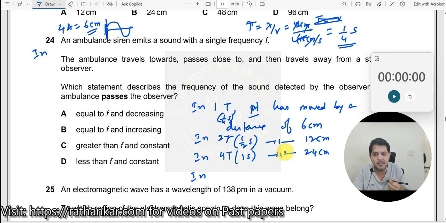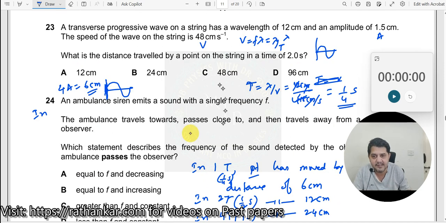Now you need it for 2 seconds, which means what? 8 time periods, 2 seconds. How much will it travel? 48 centimeter. Wow, that's great. Okay, 48 centimeter. What is the answer? C is the 48 centimeter.